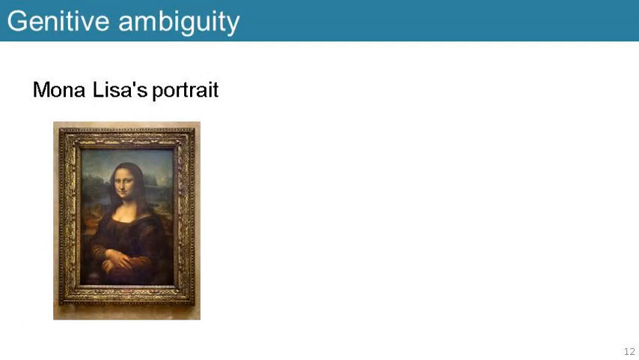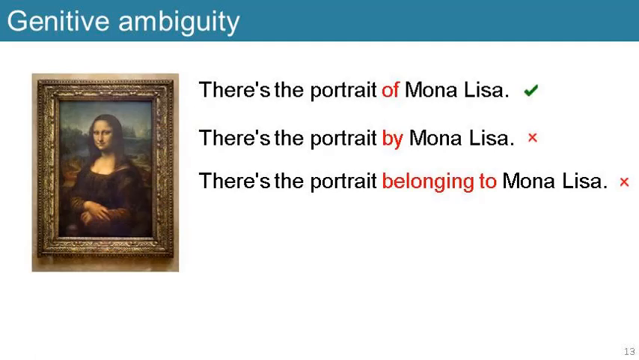Now let's consider the problem of genitive ambiguity, using Mona Lisa's portrait as a first example. Genitive ambiguity is what we have when it's not clear if the apostrophed noun is the subjective genitive or the objective genitive. If you hear someone in the Louvre say, "There's Mona Lisa's portrait," you would correctly infer that they are pointing to the portrait of Mona Lisa, not pointing to a portrait painted by Mona Lisa or at a portrait belonging to Mona Lisa. Only someone who'd never heard of the Mona Lisa would find the statement ambiguous.